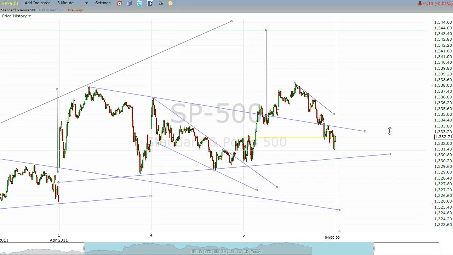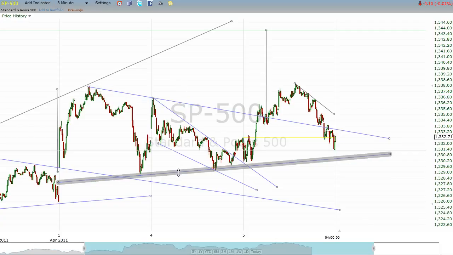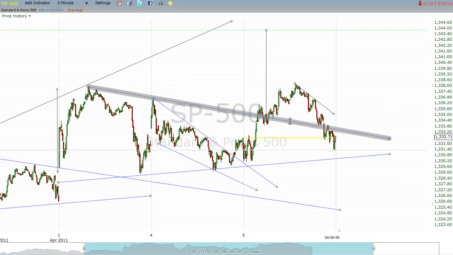Okay, looking at a 3-minute chart, I want to show you what I had mentioned in yesterday's video, that I thought we were in a triangle consolidation or reversal. Yesterday we had this little descending wedge that ended the day above it. And just to let you know that this stuff works, I said I would look for a back test of this top line possibly tomorrow.